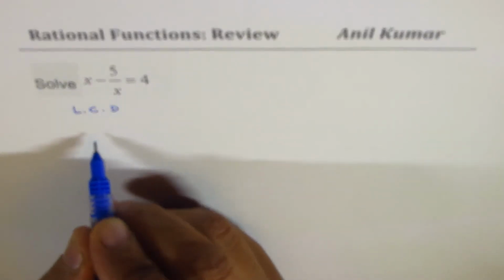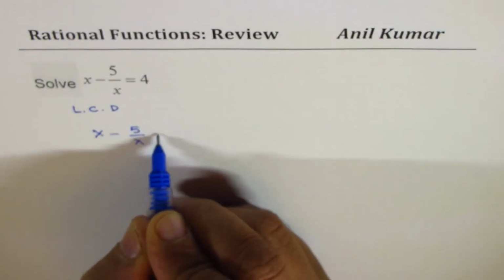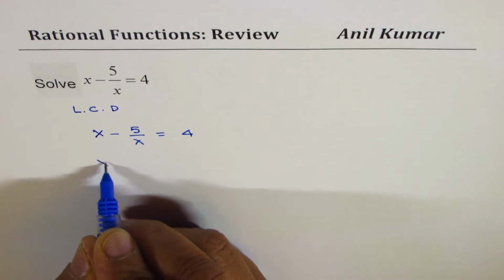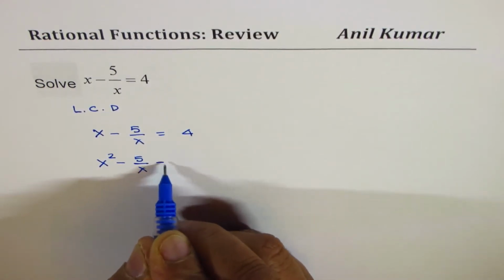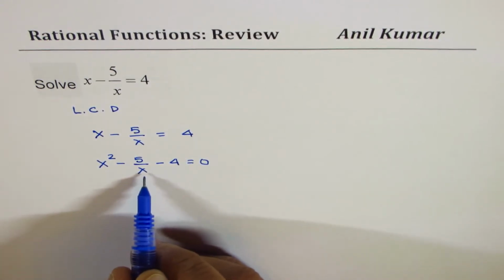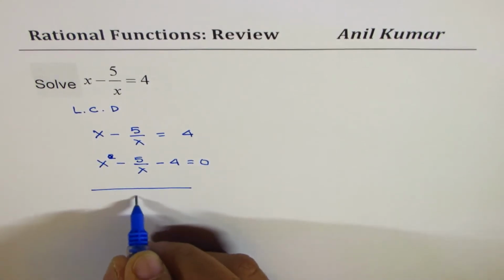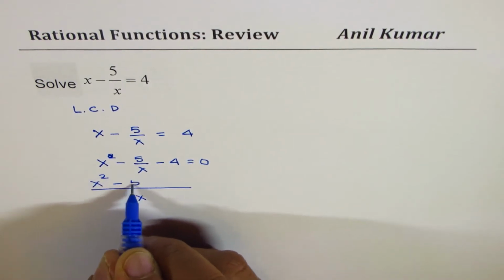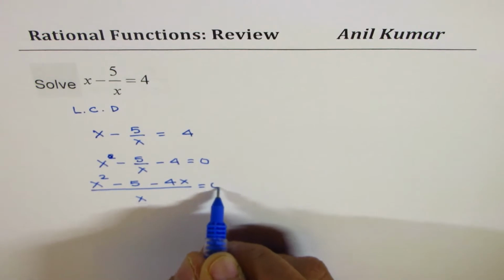So I'll prefer to copy the equation, which is x minus 5 over x equals 4, and bring 4 to the left side. So what we get here is x minus 5 over x minus 4 equals 0. Now we'll take the common denominator, x. So which is x here? You have to multiply that with x. You get x squared minus 5, and that becomes minus 4x equals 0.